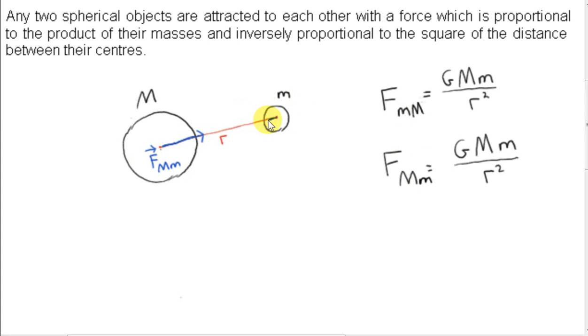By Newton's third law, there's an equal and opposite force on little m due to big M. So Newton's third law is implicit in Newton's law of gravitation, actually. These two forces are equal in magnitude but opposite in direction. So I'm only showing the magnitudes over here. You can see that the magnitudes are the same.